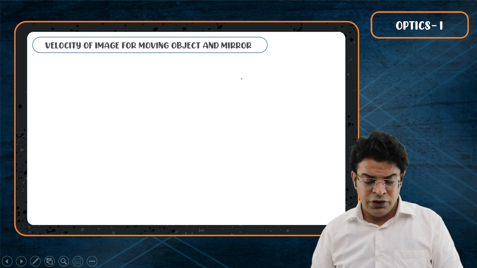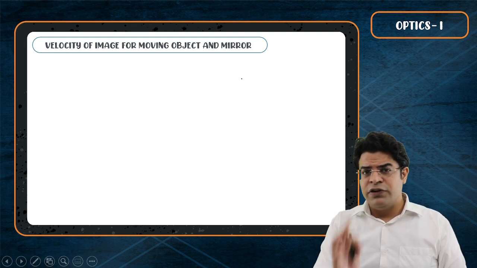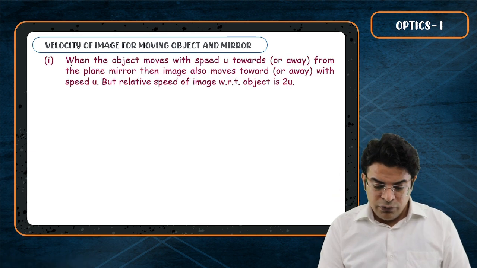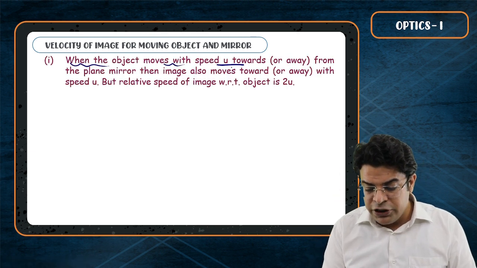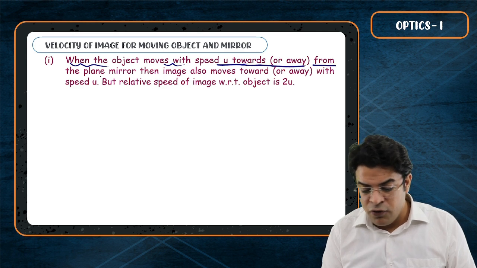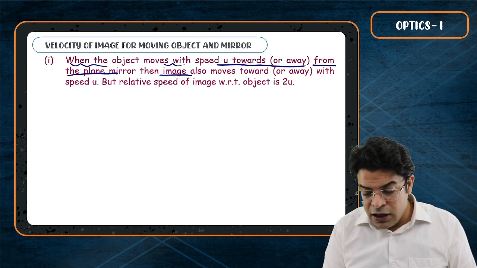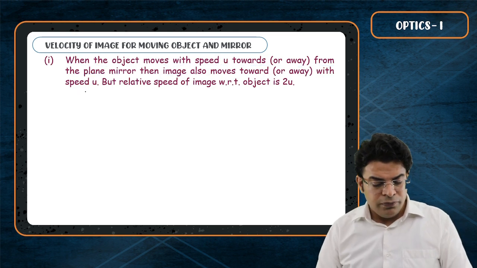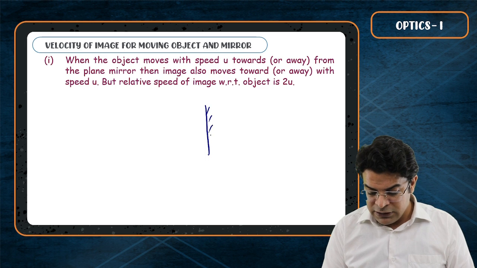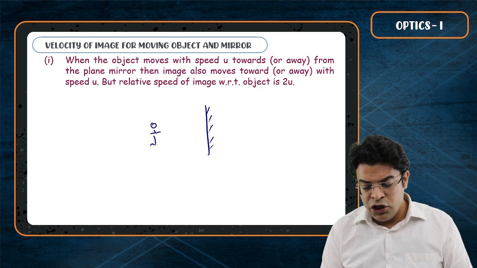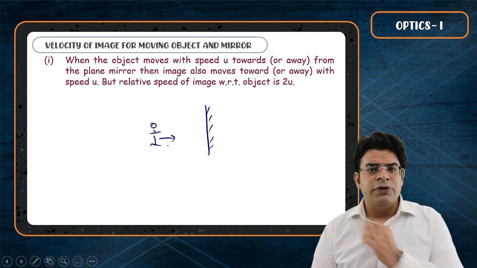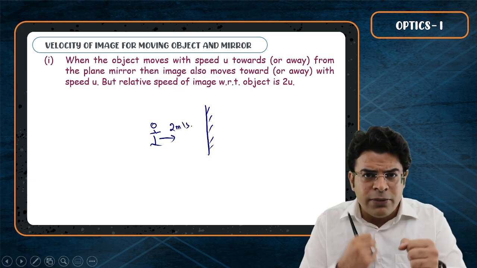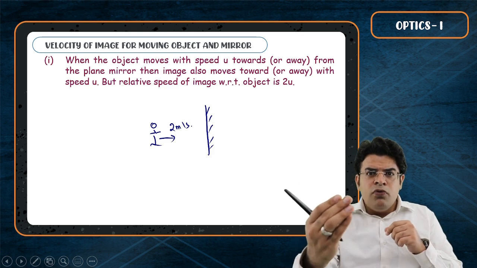So let's break it down step by step, understand the implication of all four, and then solving a question will be really easy. So let's think of the first case, when the mirror is fixed and the object is moving. When the object moves with a speed u towards or away from a plane mirror, then the image also moves towards or away with the speed u. So let's say there is a mirror and you are walking towards the mirror with a speed of 2 meters per second. You know that when you move towards the mirror, your image also moves towards you.